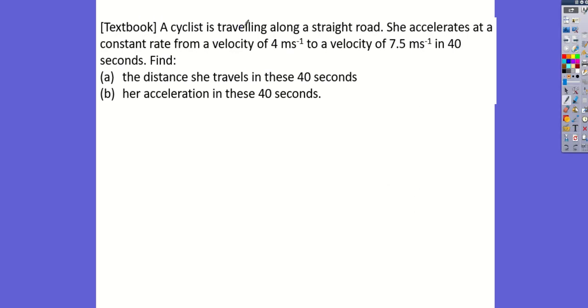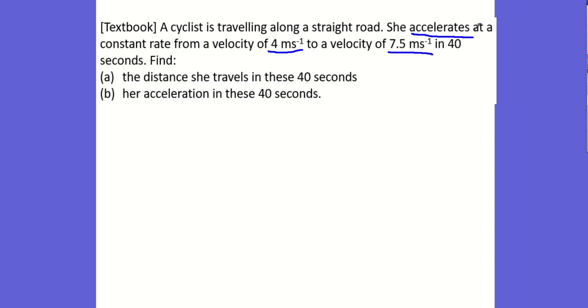A cyclist is travelling along a straight road. She accelerates, let's highlight that for A, at a constant rate from a velocity of 4 to a velocity of 7.5, both in meters per second, and the time she takes is 40 seconds. And we want to figure out the distance she travels in the 40 seconds and the acceleration as well.